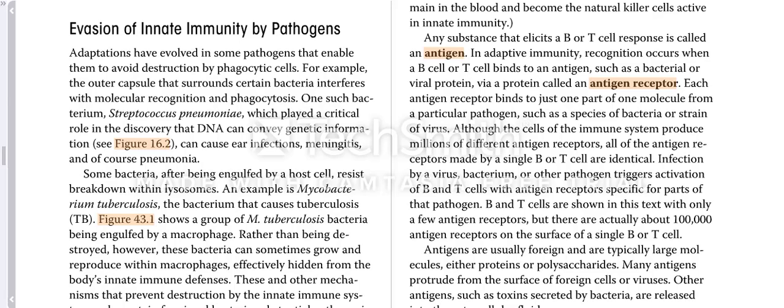And so foreign things that come in that elicit a response from the T or B cell are called antigens. And in adaptive immunity, it occurs when the T or B cell binds to an antigen, such as bacteria or virus, and they bind via the antigen receptor. The book goes on to say that all of the antigen receptors made by a single cell, B or T, are identical, and when an infection occurs, it triggers the activation for a specific part of the pathogen that has entered.